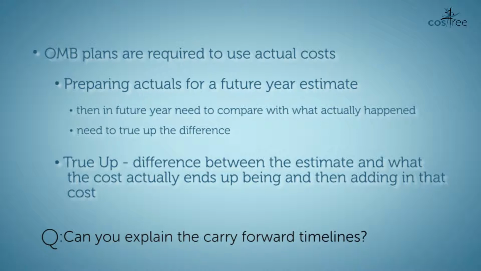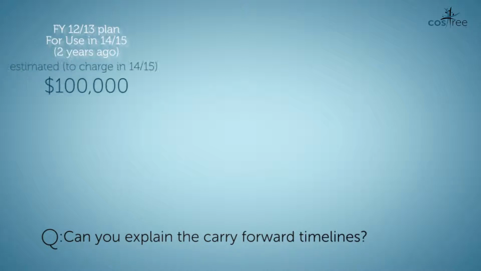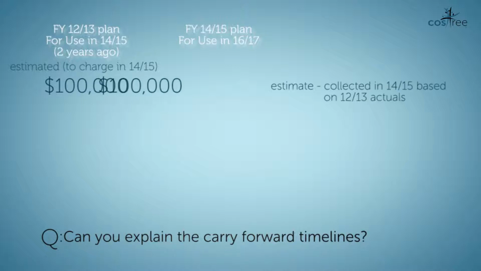So I did an example here. Basically, if we have a two-years-ago plan, it's based on the 12-13 fiscal year for use in 14-15. When we say for use in, it means we're estimating the cost to be used in the future year of 14-15. So 14-15 hasn't happened yet. We finished our 12-13 and we have the numbers for 12-13, and we've figured out that the cost for this department is $100,000. So we come to the beginning of 14-15 with an estimate, and we're going to charge this department $100,000 in the year of 14-15.